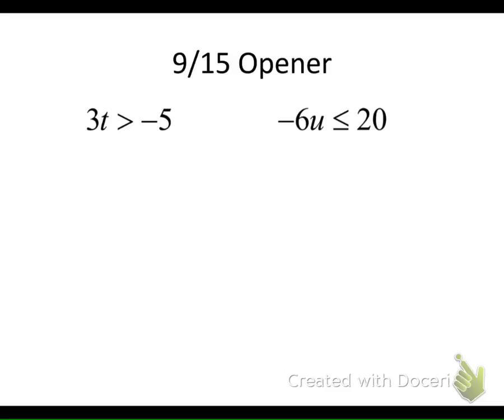3t is greater than negative 5. Eleanor, how do I get the t by itself? I'm going to divide by 3. Since I'm dividing by a positive number, do I do anything to my inequality sign? No, because it is a positive number.